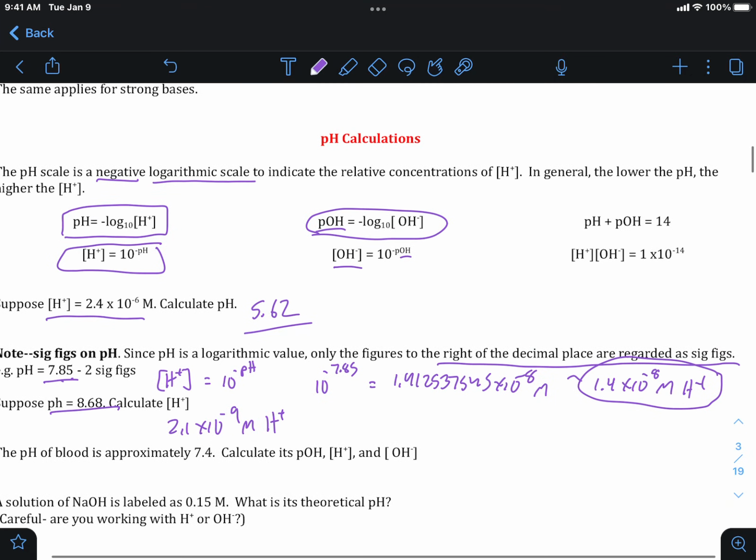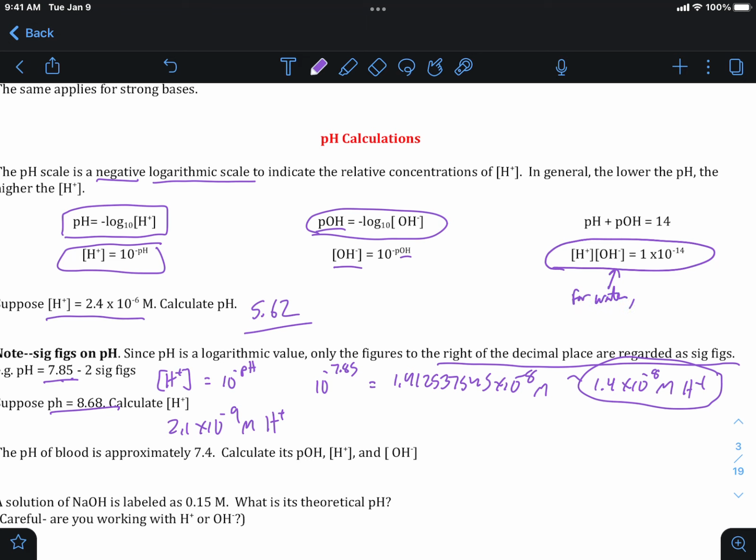So this is useful because if you understand the concept of Kw and how Kw is 1 times 10 to the minus 14th, really what that is, this is the concentration of H plus and OH minus for water at equilibrium. Therefore, if I know one of them, I could find the other. Now, I could simplify this equation, and I could just take the negative log of both sides, and if I do, I get this. Because the negative log of 1 times 10 to the negative 14th is 14.